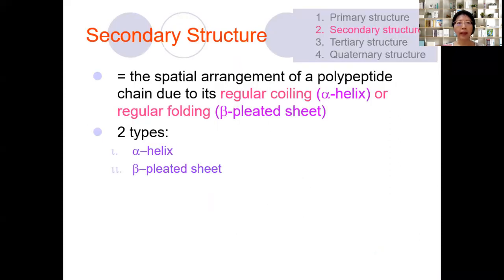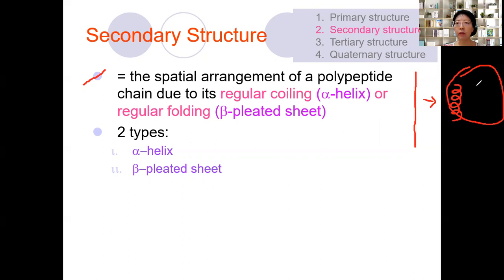So now we're going to look at the secondary structure of a protein. Secondary structure is the spatial arrangement of a polypeptide chain. That means you've got this polypeptide chain in this space here, how does this chain arrange to give you an overall 3-dimensional structure? Secondary structure is a spatial arrangement of this polypeptide chain due to regular coiling, means like this. So this chain coils up regularly. That means every coil is the same, so it's called regular.